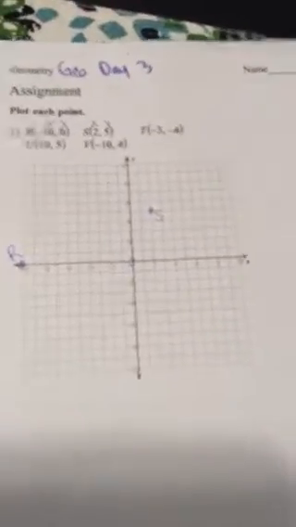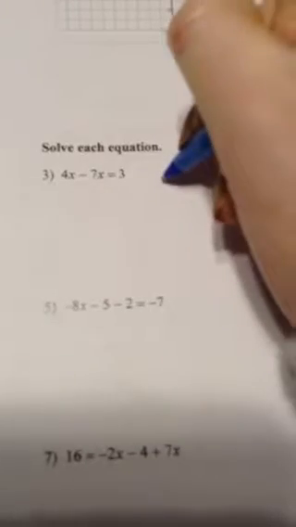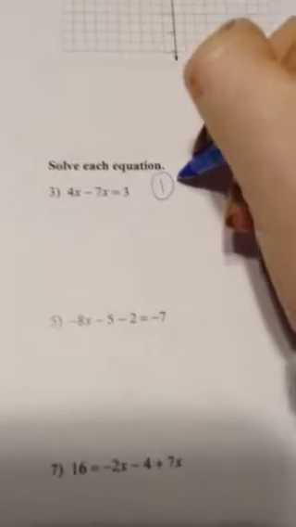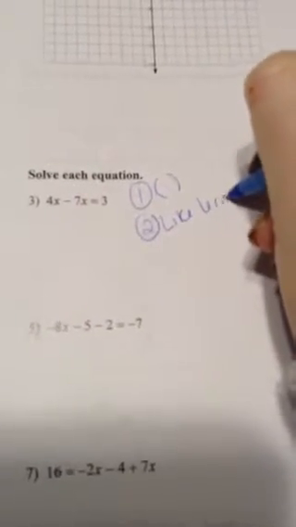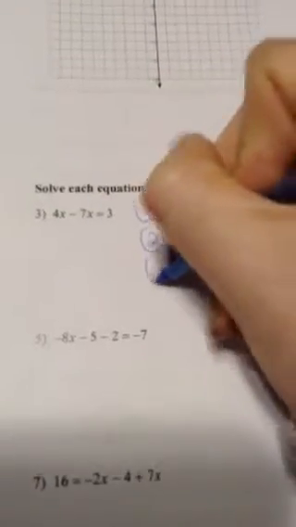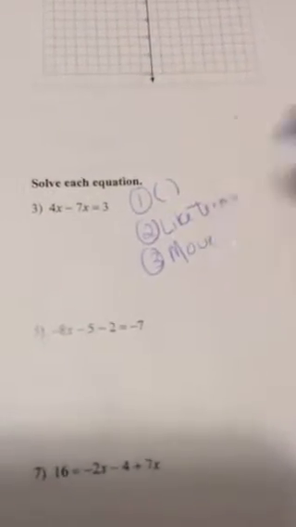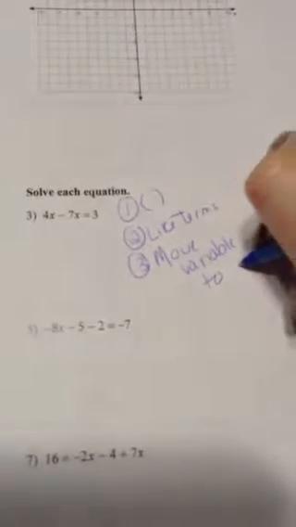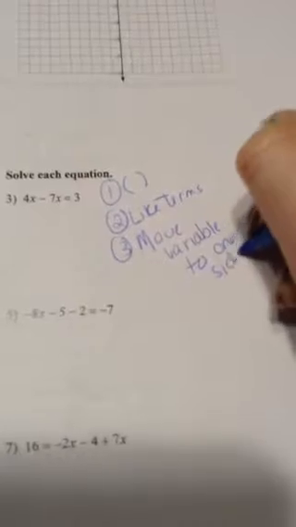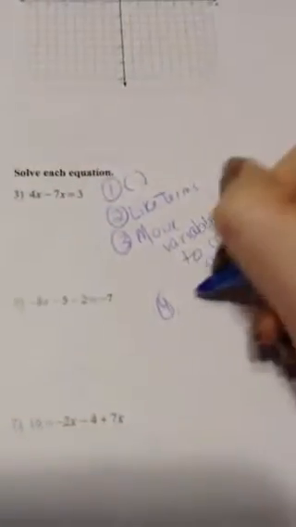After you complete this coordinate plane and label all those points, you have one more to do, and then you're going to solve some multi-step equations. So remember, when you're solving equations, look for the parentheses first. Look for any like terms. Move the variable to one side. And then step 4, solve.